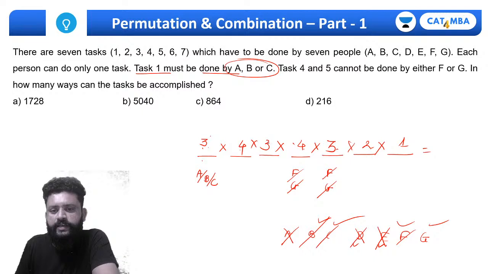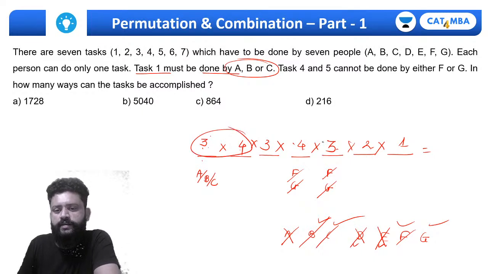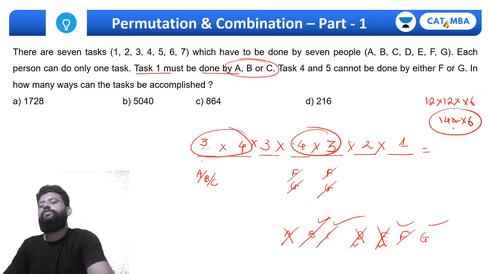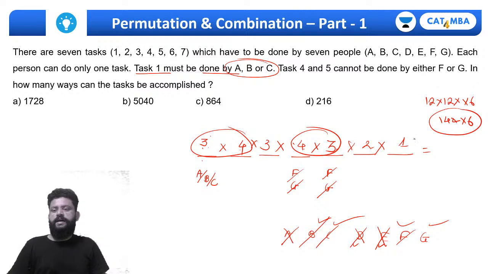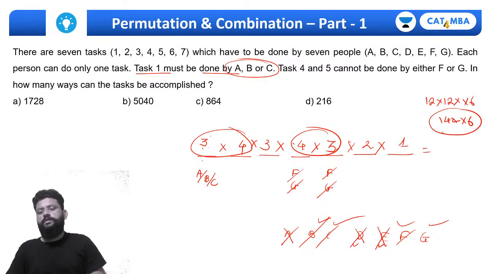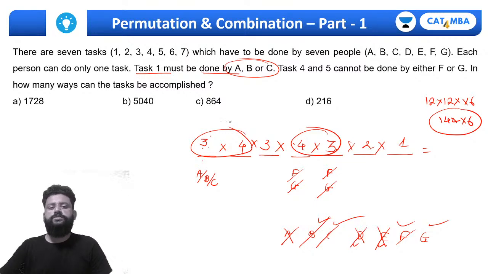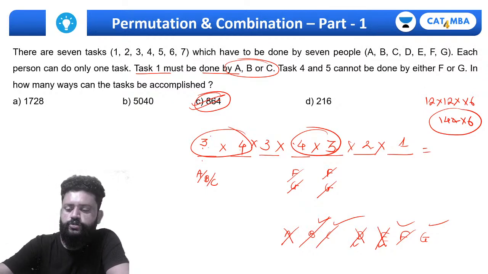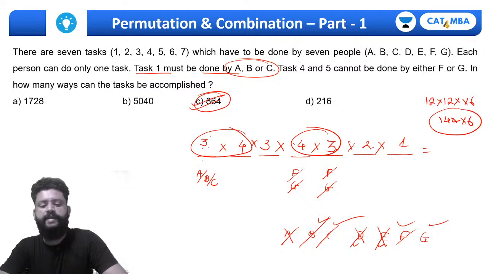How to do it? 3 into 4 is 12, 4 into 3 is 12. 12 into 12 is 144, into 6. 144 into 6 has to be, 150 times 6 is 900. 900 minus 36 will be 864. As simple as that. It's not a big deal to do the calculation part. A really simple calculation, you can say.